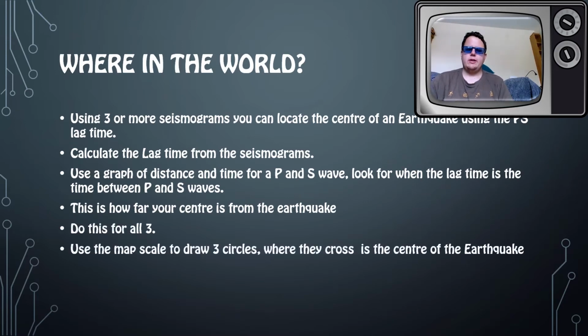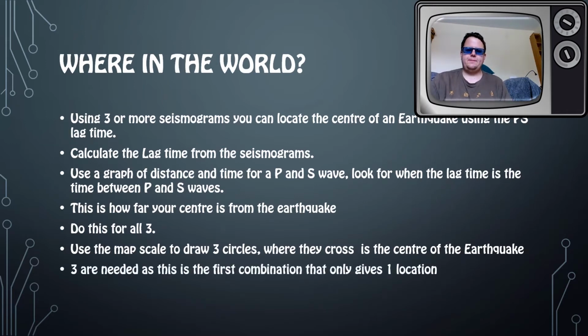Do it for all 3 stations. We then use our map and do a scale drawing of 3 circles. If you've done loci in maths, this is talking about loci. So you draw the loci around these 3 circles. Where they cross gives you the epicenter. And like I said, we need 3 because it's the first combination that gives only 1 location.